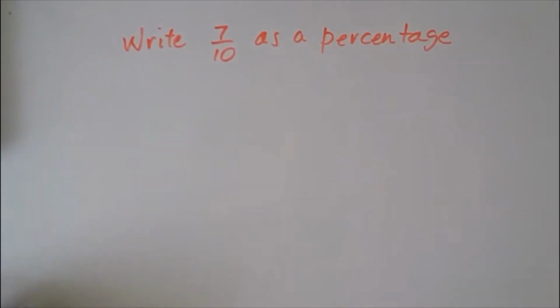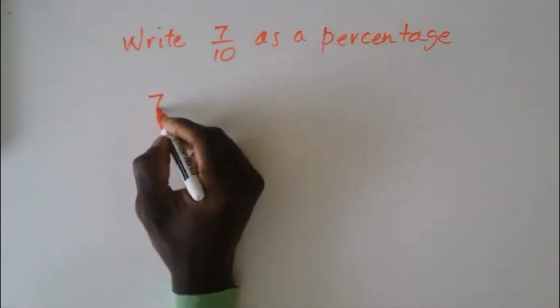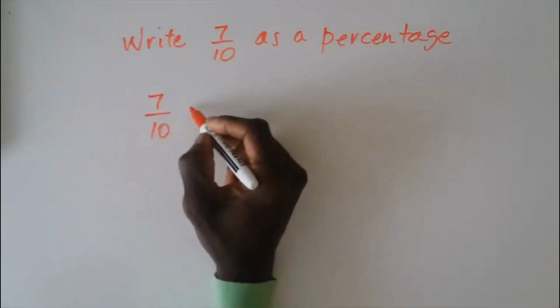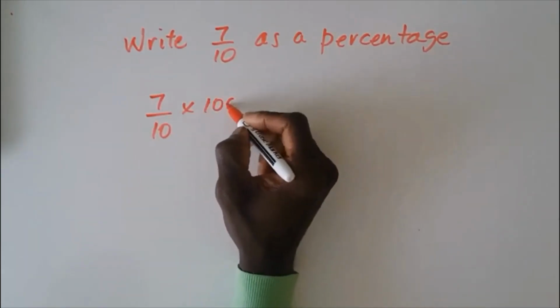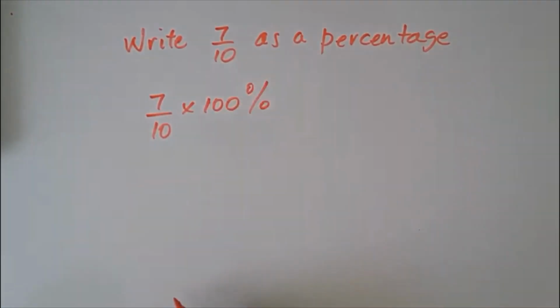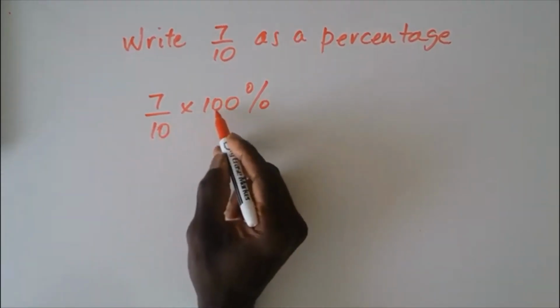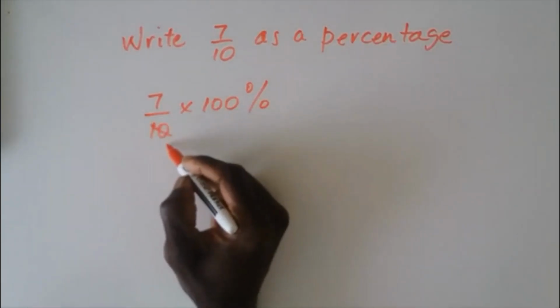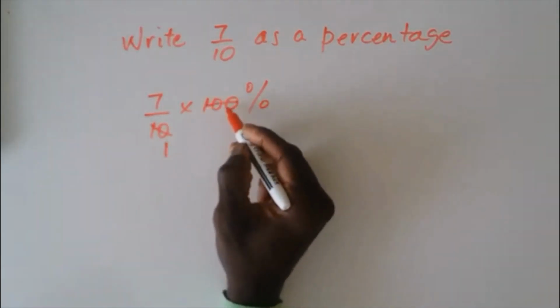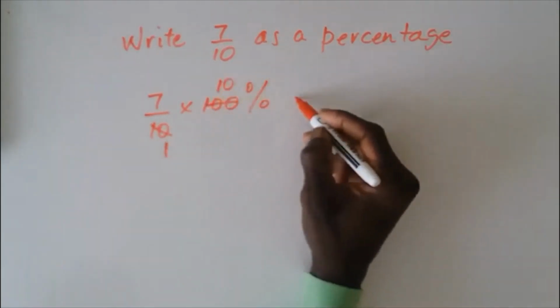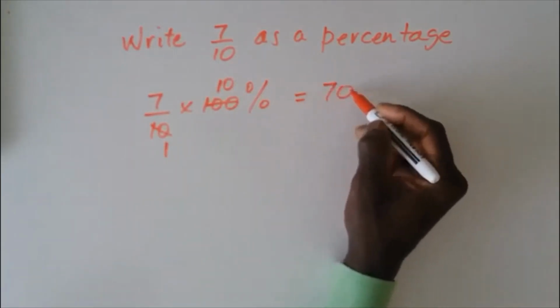Next we're asked to write 7/10 as a percentage. If you have a fraction, in order to convert it to a percentage, we need to multiply by 100. So that's 7 over 10 multiplied by 100%. If we divide across in this direction by 10, we have 10 into 10 is 1, and 10 into 100 is 10. That gives us 70%.